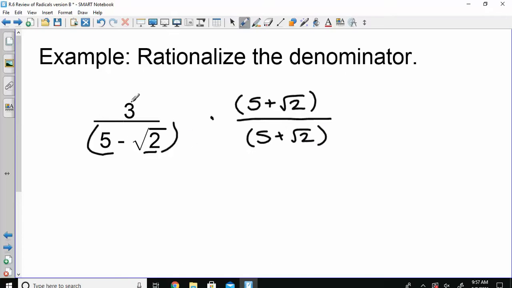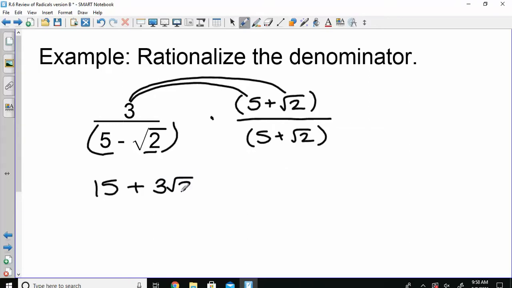So on the top, when I distribute, 3 times 5 is 15, plus 3 times the square root of 2. Right, the 3 is outside the radical, the 2 is underneath, so they just give me a 3 radical 2. You can't actually multiply them together. On the bottom, if you FOIL, you get 25.